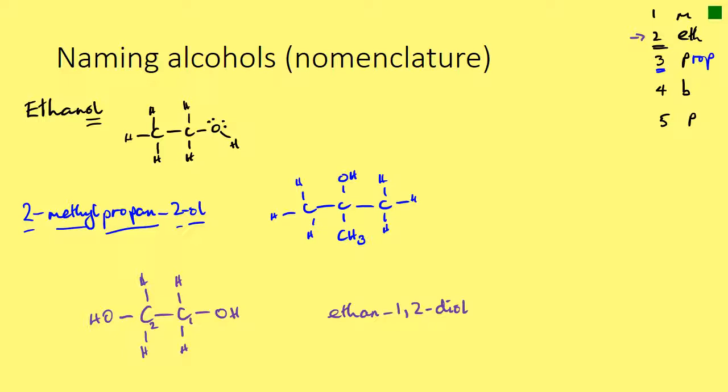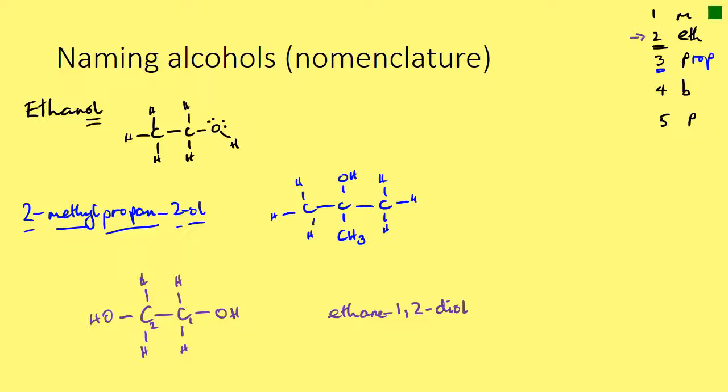Sorry, slight correction there. Let me just say that when we've got 2 hydroxyl groups, we keep the E on the alkane name. So this would be ethane-1,2-diol. Whereas we don't do that when there's only 1 hydroxyl group. So now they're all named correctly.